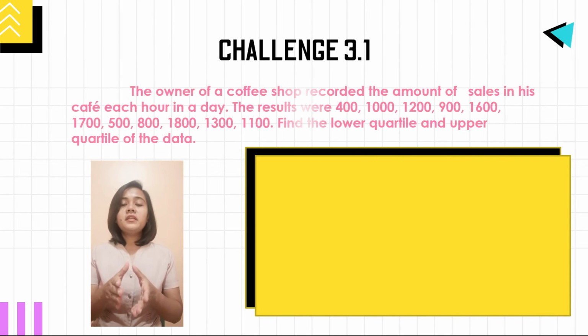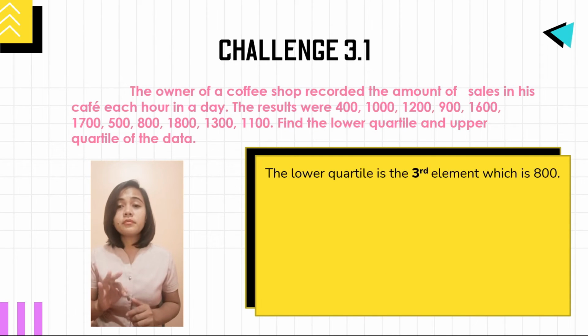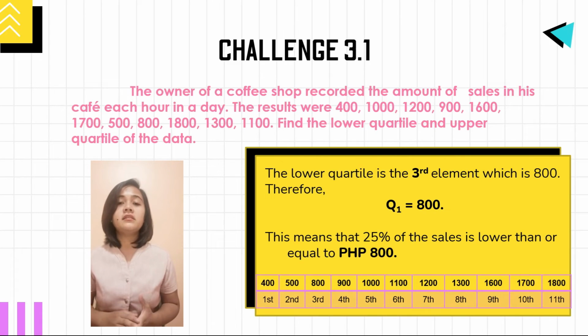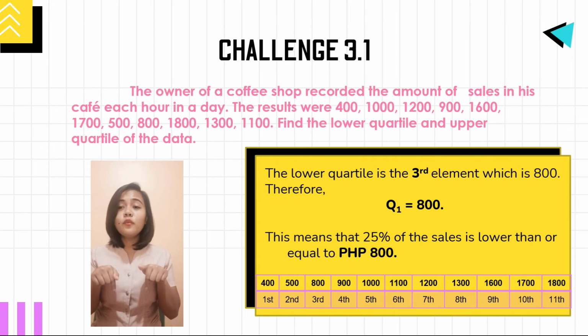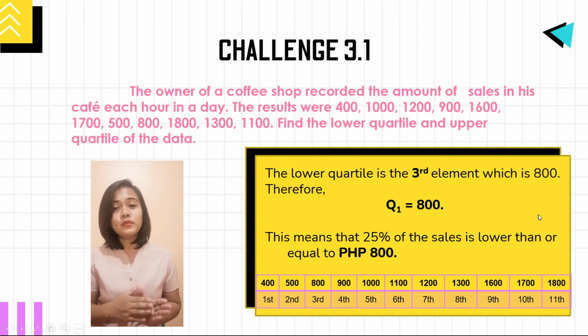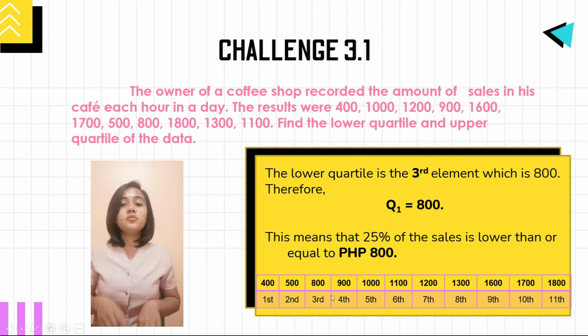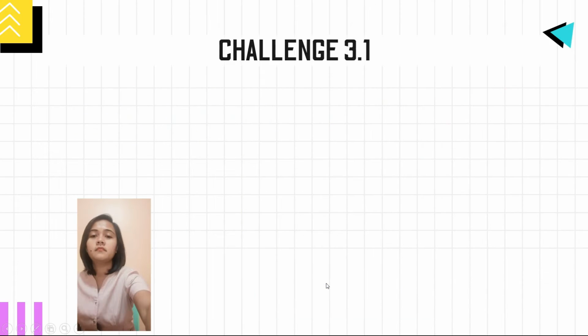So from our computation, since L is equal to 3, the lower quartile is the third element, which is 800. Therefore, Q sub 1 is equal to 800. Now this means that 25% of the sales is lower than or equal to 800 pesos. So looking at our illustration on the given, the third location or third element is 800 pesos.